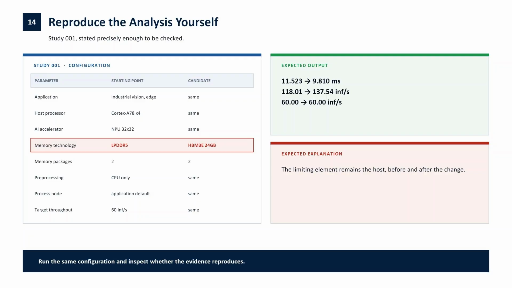The expected key results are also provided. Execution latency decreases from 11.523 milliseconds to 9.810 milliseconds. Pipeline capacity increases from 118.01 to 137.54 inferences per second. Delivered throughput remains unchanged at 60 inferences per second. The host remains the limiting element both before and after the memory change. The user therefore does not need to accept the conclusion on the slide without checking it. The same configuration can be run directly to determine whether the same evidence is reproduced.